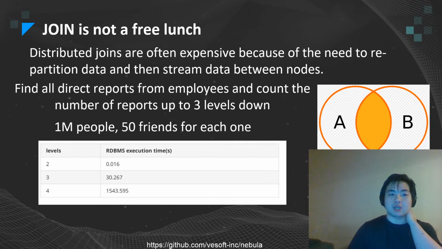To take a more concrete case, for requirements such as finding all of the direct reports of an employee and counting the number of reports up to 3 levels down. That is a friend-of-friend style query, and such a query may require you to find all of the direct reports of your employee, and then sum over the employees' direct reports, and then combine them all together up to 3 levels. For such an application, you may find that the time for such a query grows exponentially when the levels go up. You can find the basic benchmark results here.